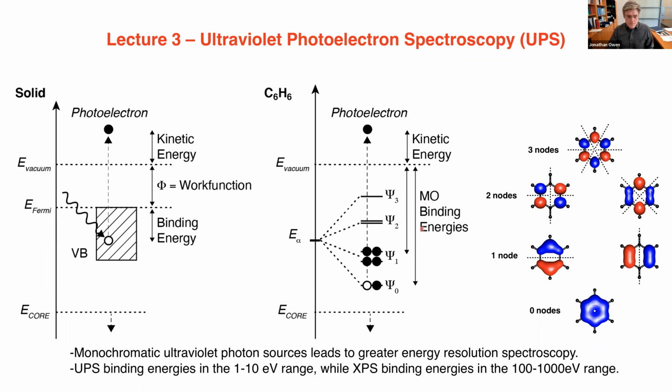All right. These energies are in the range of 1 to 10 eVs, okay? XPS, 100 to thousands of eVs. All right, so much, much lower energy.